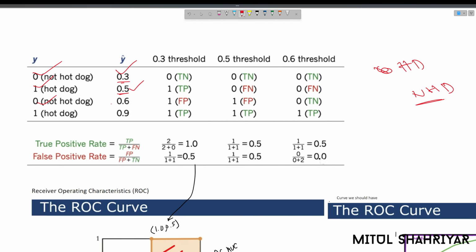Again, it should not be a hot dog, but it is saying 6, which is bad. Again, it is a hot dog, it's showing a hot dog. It should be 1, but it is predicting 0.9. That means it's very near. That's good.